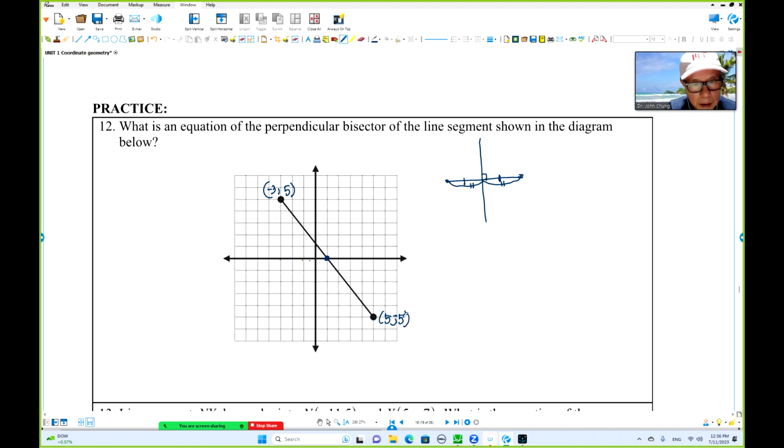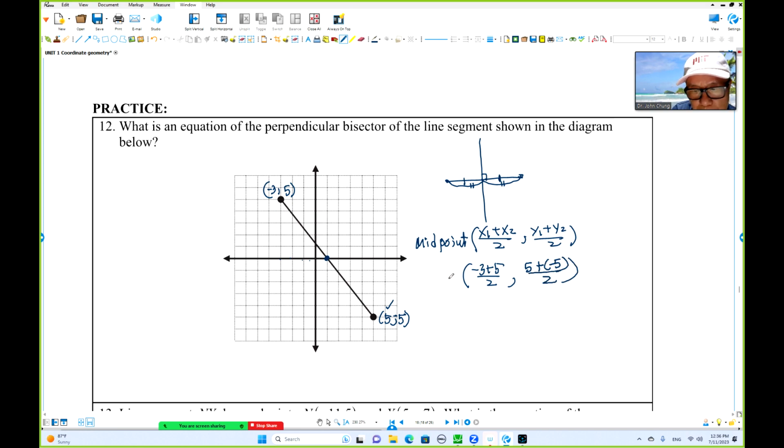Now let's find the midpoint. Where is it? You remember the formula over here? Average, right? I put the coordinates in first. x1 is negative 3, x2 is 5, and divided by 2. What about y? 5 plus negative 5, and divided by 2. This equals negative 3 plus 5 is 2, over 2 is 1. The other one is 0, right? 1, 0. That is exactly this point.